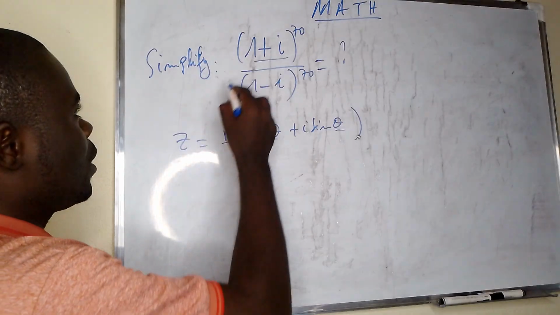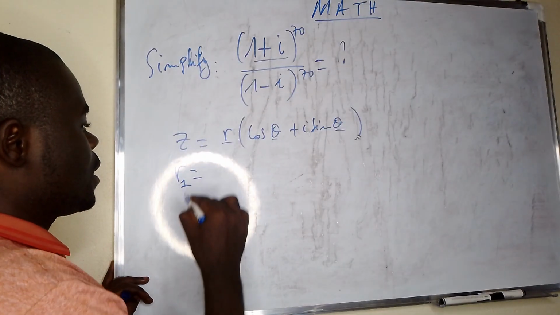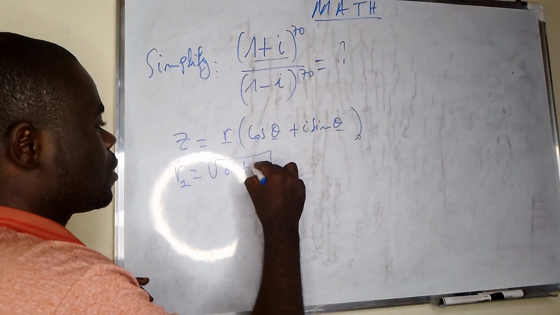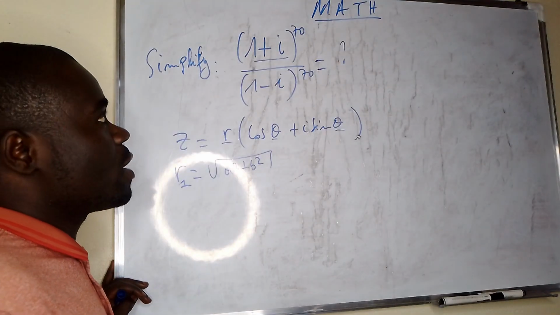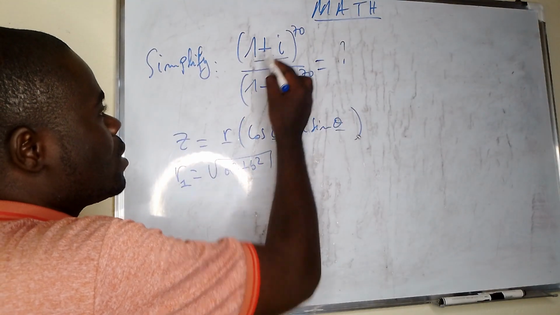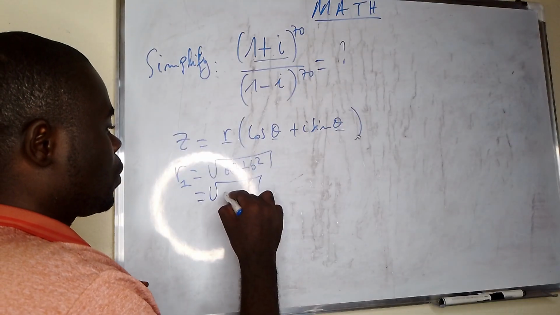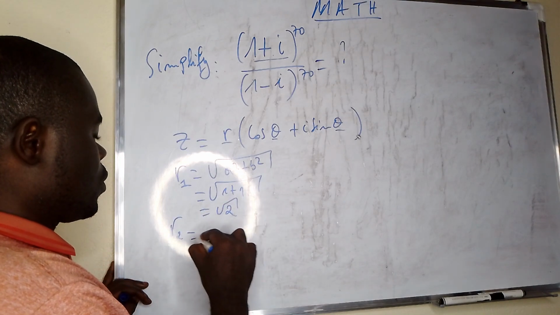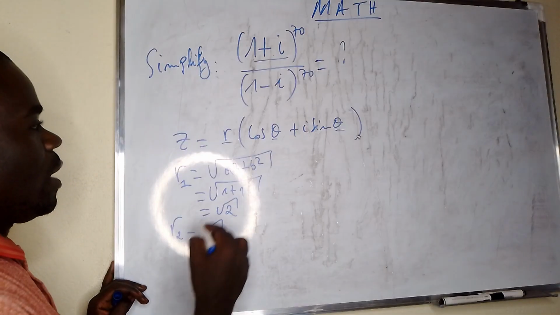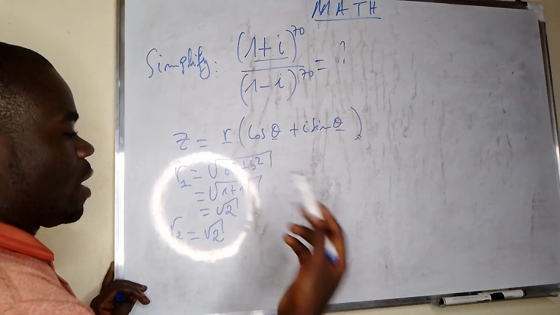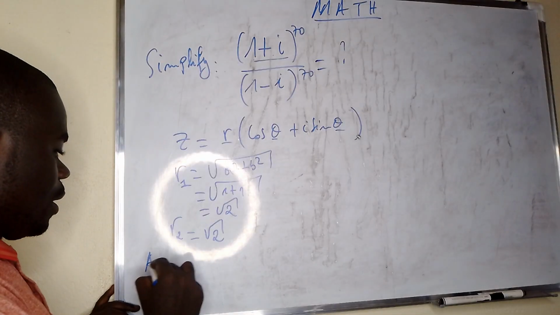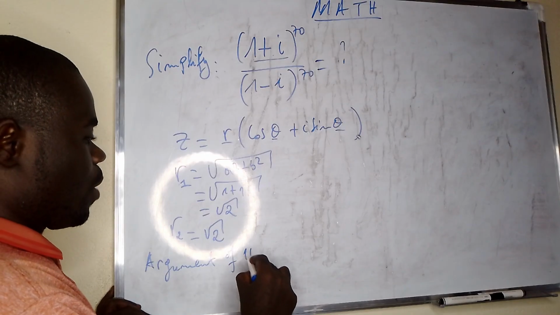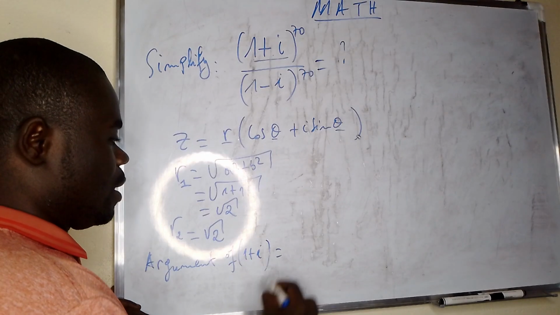Now, on the first one, what is r? Let's say r1. It is always the square root of a squared plus b squared, or the square root of x squared plus y squared. Here a is 1 and b is 1, so this is the square root of 1 plus 1, which is equal to square root of 2. And r2 is also square root of 2, because it is also 1 squared plus negative 1 squared. Now we need to find the argument.